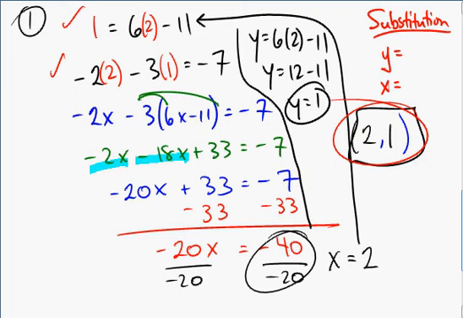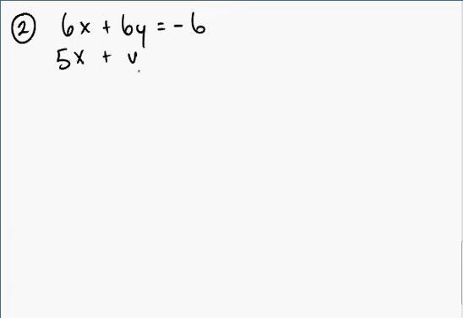Okay. Here we go. Number 2. 6x plus 6y equals negative 6. 5x plus y equals negative 13.